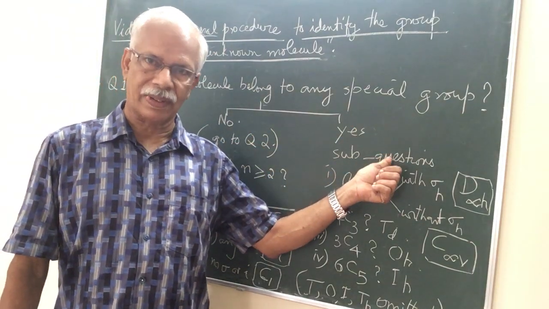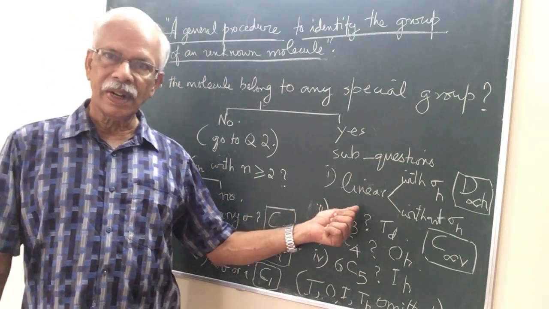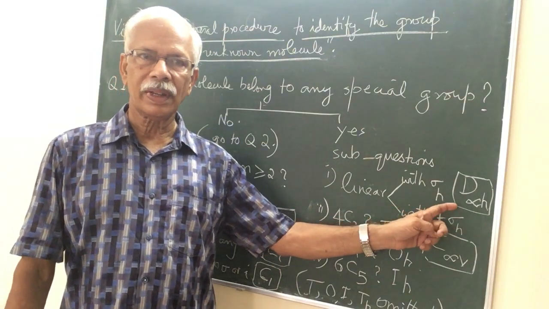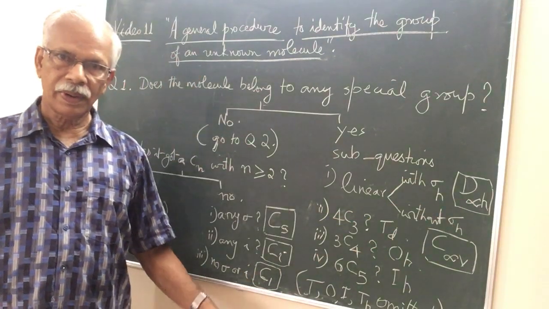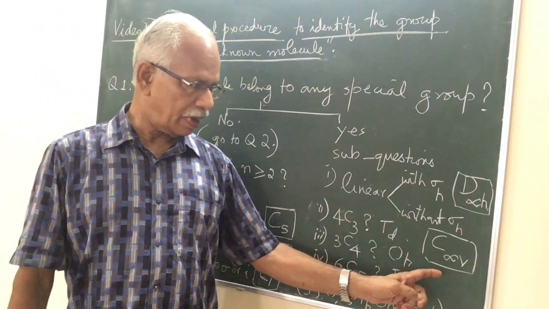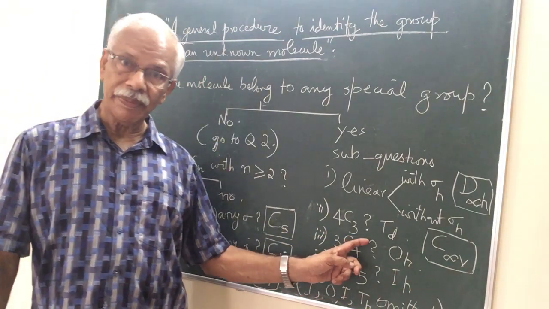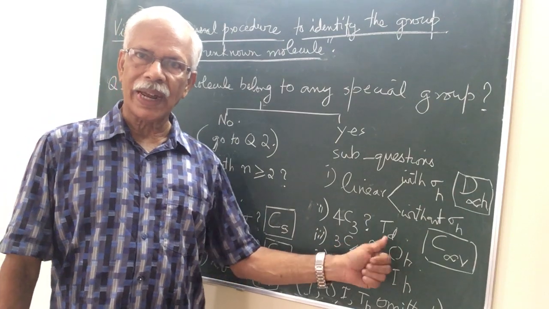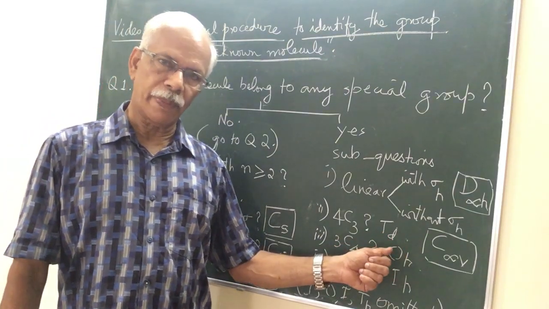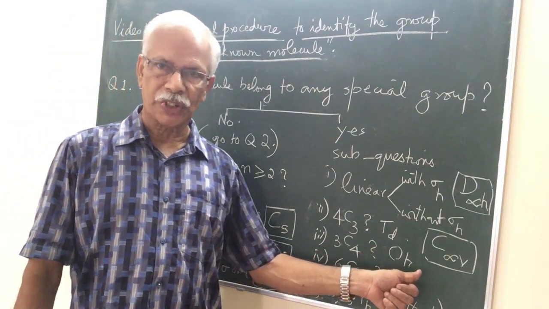If the answer is yes, you have to ask sub-questions. Is it linear with a sigma h? Then it will belong to D infinity h. Linear without sigma h? Then it will belong to C infinity v. Has it got 4C3? Then it should belong to the Td group. Has it got 3C4? That corresponds to the Oh group.